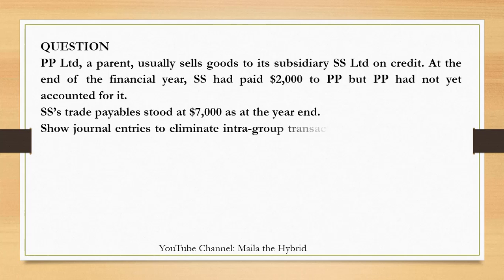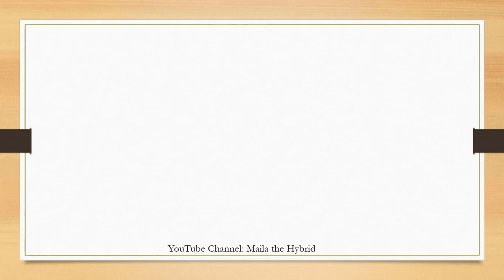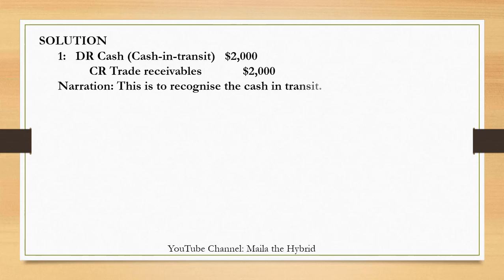So show journal entries to eliminate the intragroup transactions in the statement of financial position of the group at the year end. Now, our two steps. The first one, debit cash, that is cash in transit, $2,000, and then we reduce the amount of trade receivables by crediting them by the same amount, $2,000. The narration here is recognition of cash in transit.